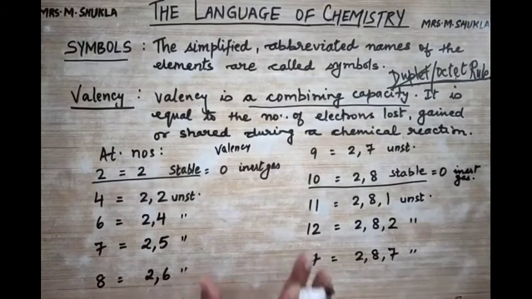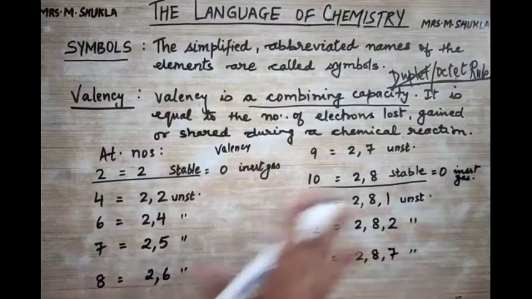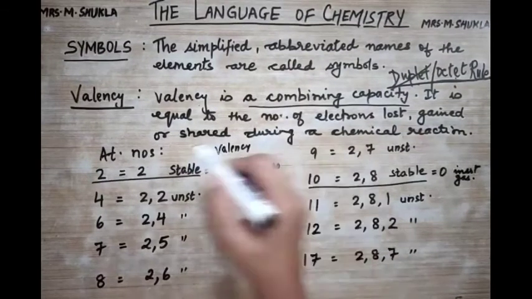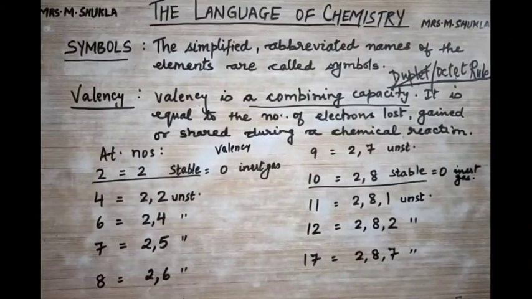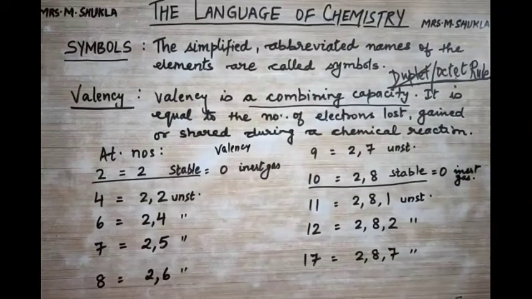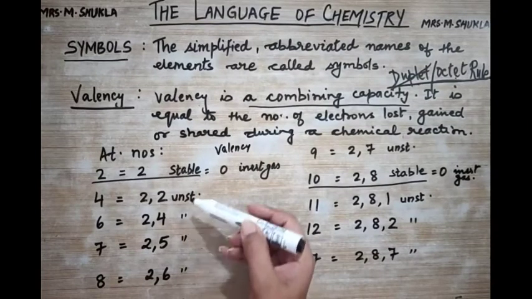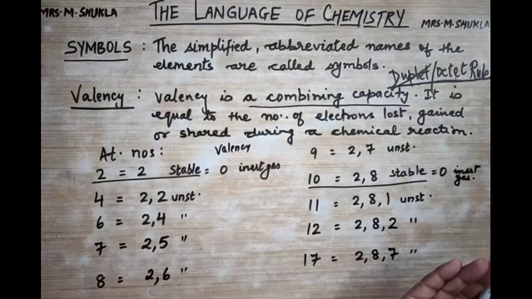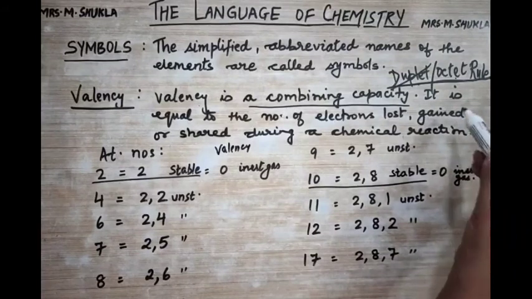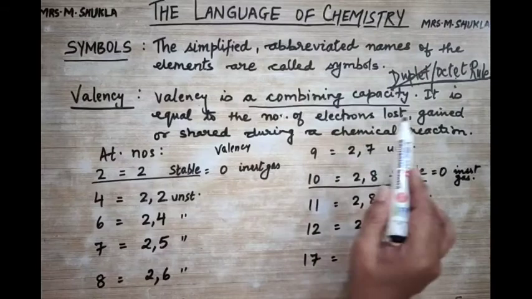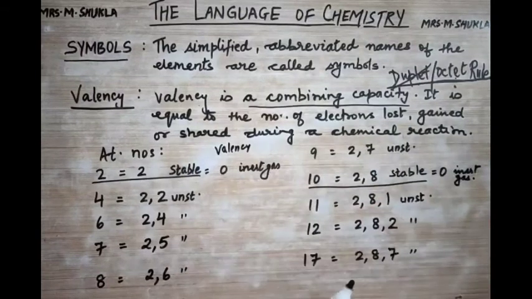I hope till here it's clear. We are going to figure out which elements these are later on. First we understand each and every line about valency and how to find out these valencies. So the first point we have understood, valency is a combining capacity. Now let's come to all those which are unstable. That means they have a combining capacity. So let's proceed further with them. Valency is equal to the number of electrons lost, gained or shared during a chemical reaction.